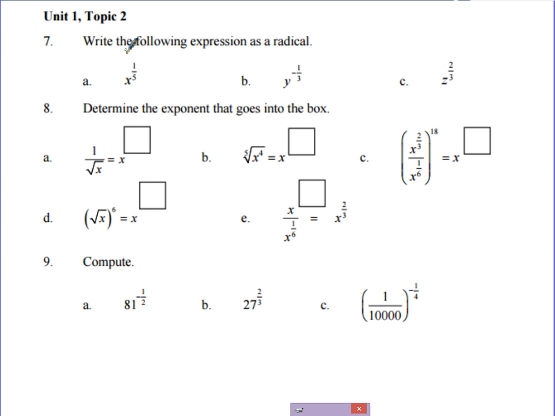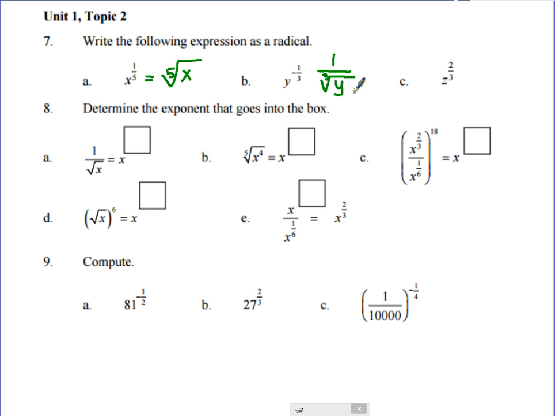Okay, so the first problems are asking, write the following expression as a radical. So if we have x to the 1 over 5, that's telling us that we can rewrite it as the fifth root of x to the 1 power, but we don't really need to write the 1 power. So this is the power and this is the root. All right, so then when we go over here, any negative exponent means it's the reciprocal, so it's 1 over the cube root, right? This is the root and the power, so the cube root of y.